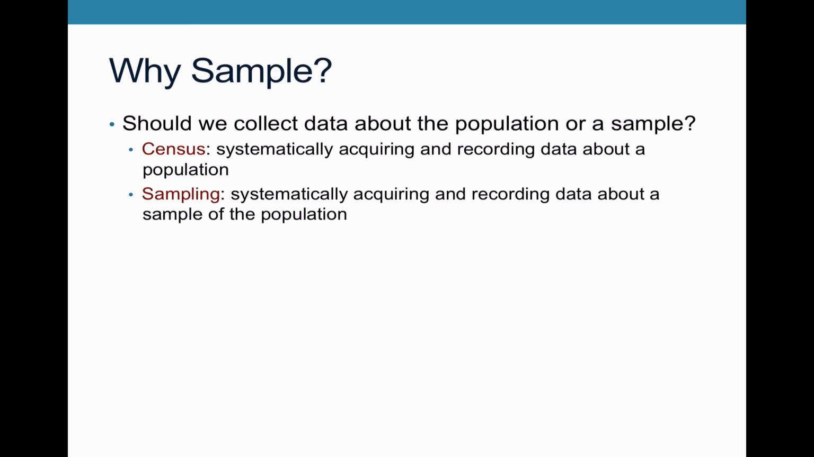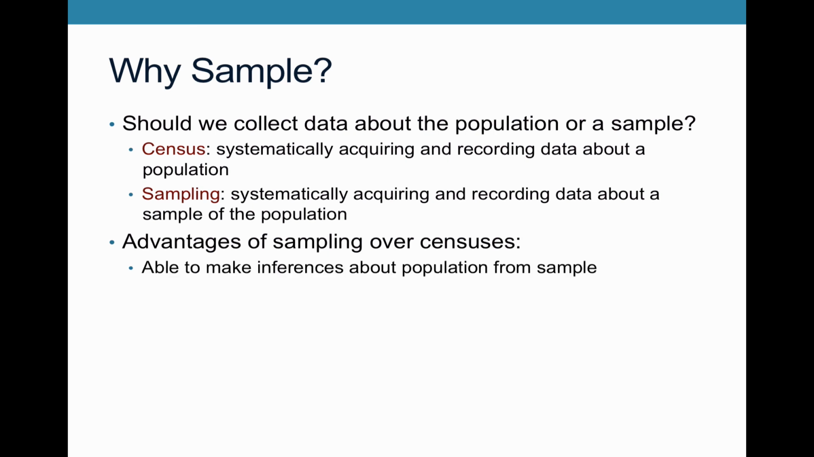So it seems like getting data on all 5,000 students would be better, right? Wouldn't it really capture all the nuances in the data? You wouldn't have any error that's introduced. You would actually get the accurate information. So why would you sample? So what are some of the advantages of sampling over conducting a census?